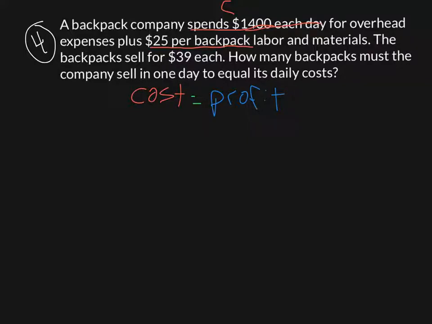So we have $1,400 each day. That doesn't depend on how many backpacks are made. It's just a flat fee, flat rate, $1,400. Okay, it also says, again, $25 per backpack. So we're adding that into it. So plus, we're going to use the variable B for backpacks because that's really what we're trying to do. We're trying to figure out the number of backpacks here. So we're going to use B there.